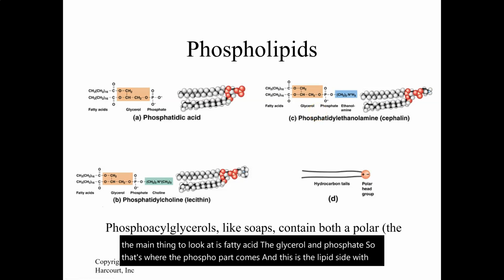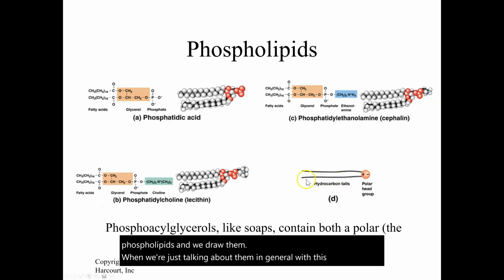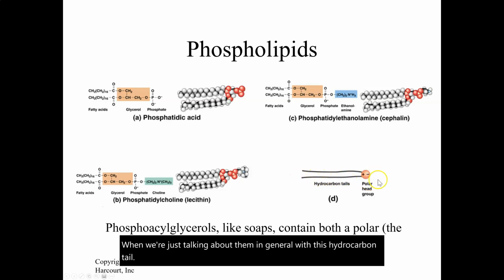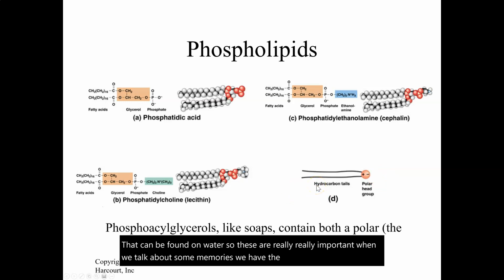So there's many different kinds of these phospholipids, and we draw them when we're just talking about them in general with this hydrocarbon tail, and then the polar end that can be soluble in water. So these are really, really important when we talk about cell membranes. We have the hydrocarbon nonpolar side, and then we have the polar water-loving side of these long molecules. And this is important to form cell membranes.